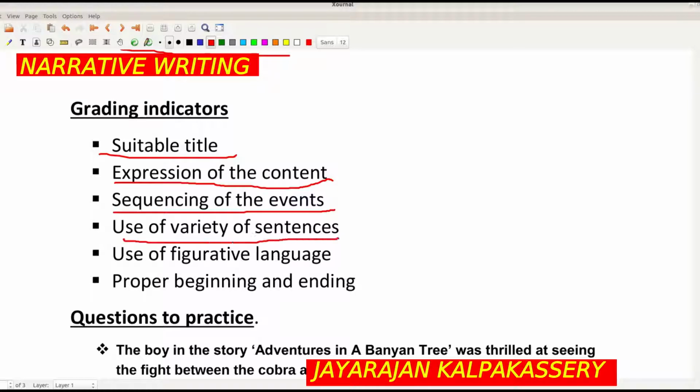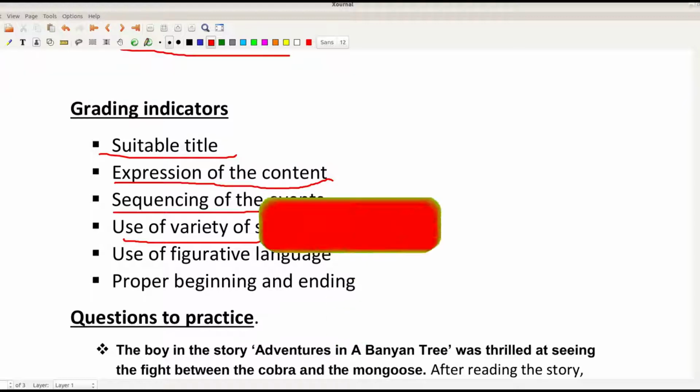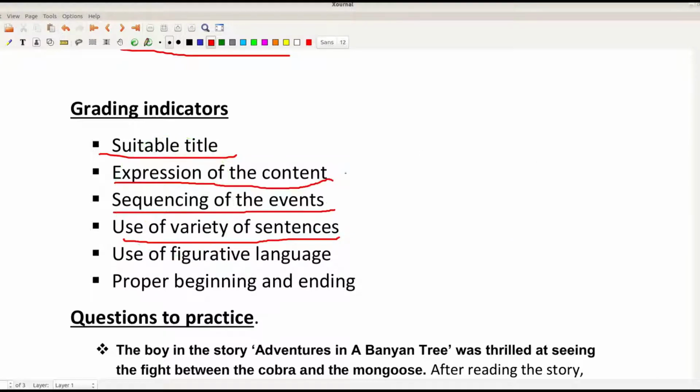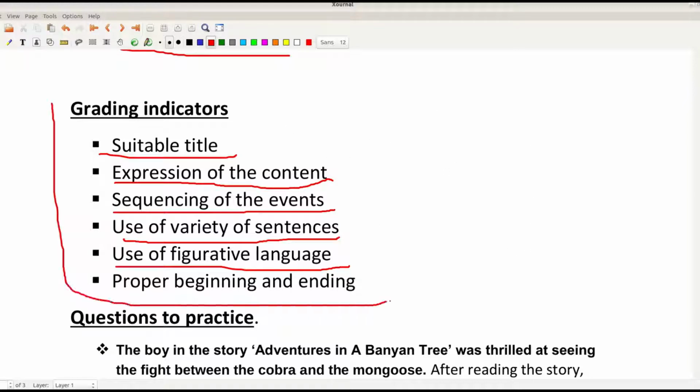Use of a variety of sentences: dialogues must be there, question tags must be there, if clause must be there, WH questions must be there, yes or no questions must be there, statements, assertive sentences must be there, all types of sentences. Use figurative language. You can use simile, metaphor, all these things. He stood as a statue. It's a simile exactly. Proper beginning and ending. These are the major value points usually considered to evaluate your narrative.